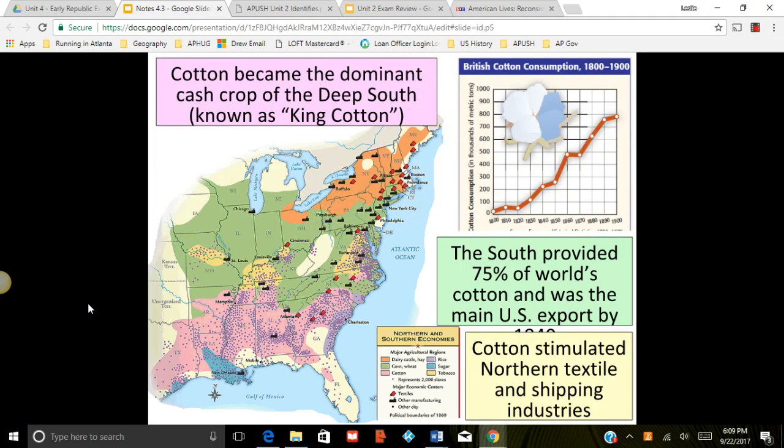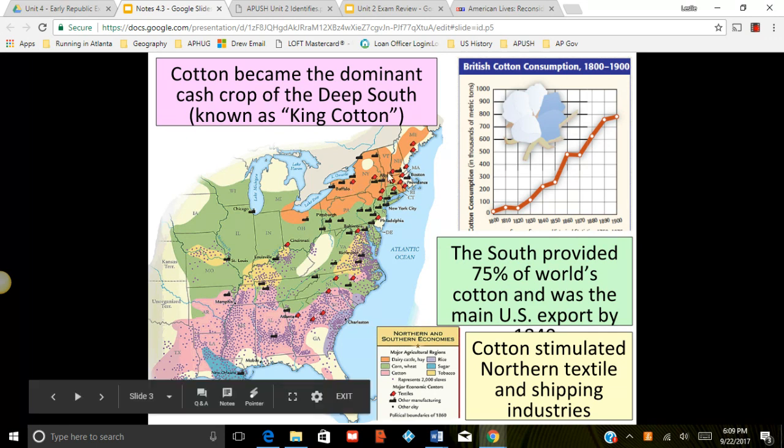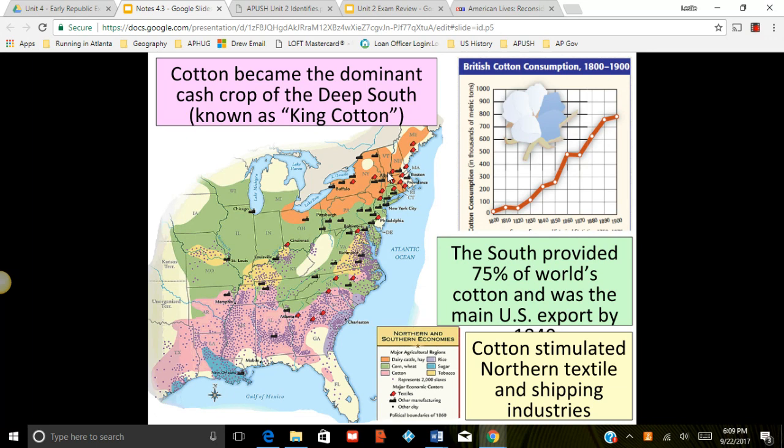Cotton became the cash crop that is going to stimulate the northern textile and shipping industries. So cotton would be grown here. It would be shipped up north using some of those internal improvements that were implemented by Henry Clay, where they would be manufactured into cloth and then exported.